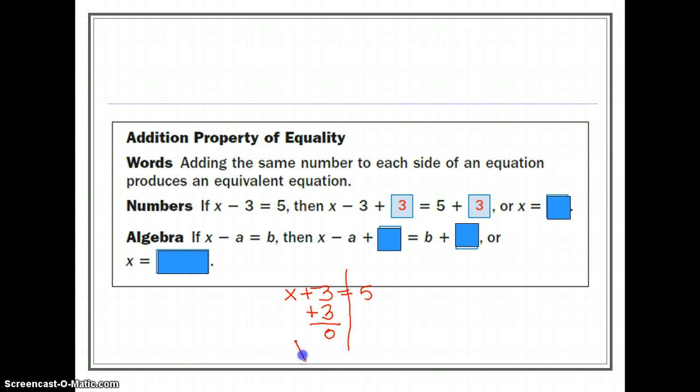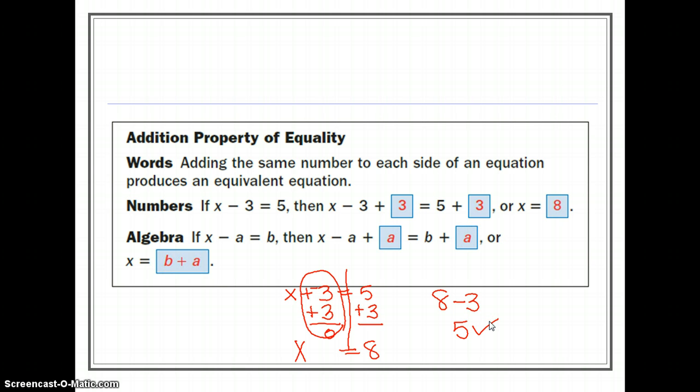This is 0, we're left with x. Now because we did add 3 on the left side, we also need to do that on the right side. 5 plus 3 is 8, x equals 8. And again, you can check: 8 minus 3, that is 5, so it checks out. And here's the algebra that tells you that you can do that for any problem where you are subtracting a number from a variable.